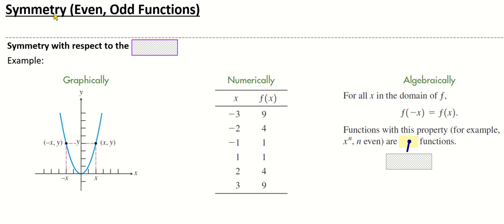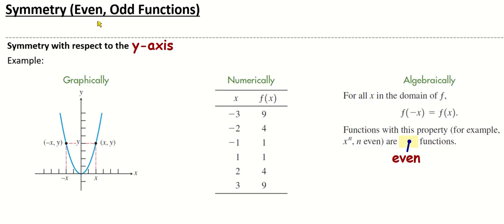Symmetry. The concept of symmetry is not a new word to you, I would imagine, but even functions and odd functions could be a new concept for you. If you have a graph, and again, we're really just going to be looking at graphs to identify this kind of thing, if we have a graph that is symmetric with respect to the y-axis, then we can identify that or describe it as an even function. That's a new term.